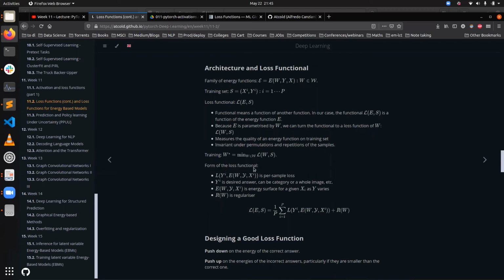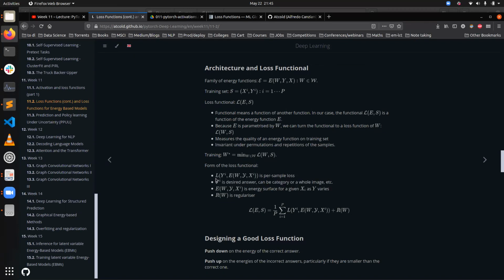Okay, if you consider the loss functional, the per sample loss is a function of the yi, which is the sample data point, the sample target or the y value, and the energy function. The energy function values at all possible y's. So yi is the desired answer, can be a category or a whole image. So E(y, xi) is the energy surface for given xi as y varies. Okay, I hope this part made sense.